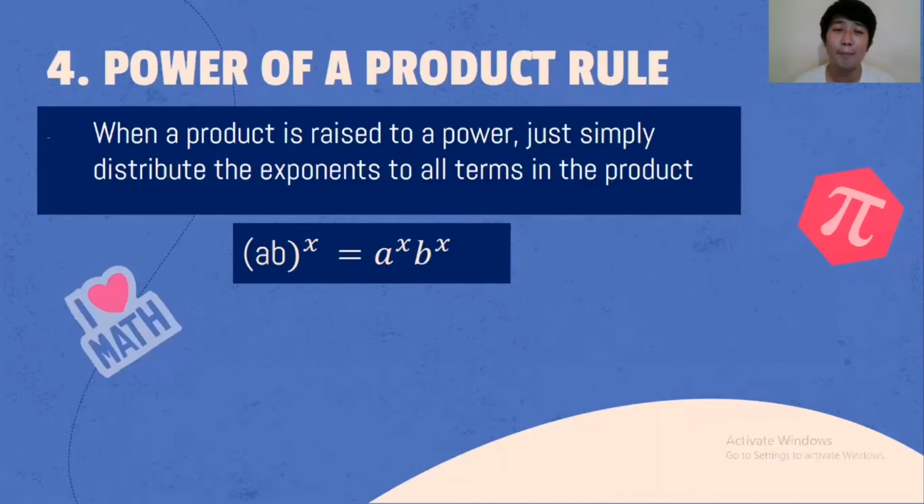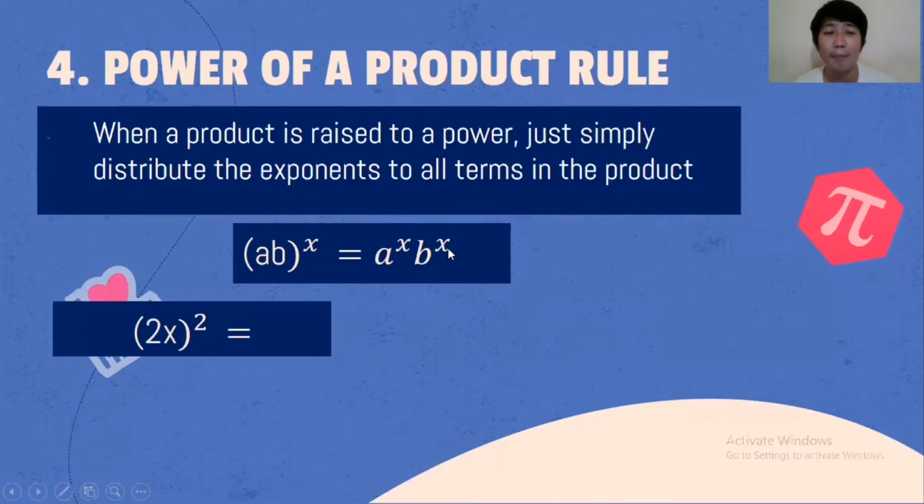Let's try to have an example. The quantity of AB raised to X. So we have a product inside the quantity. That's why we will be distributing X to A and X to B. That's why it will become the quantity of AB raised to X is equal to A raised to X multiplied by B raised to X.